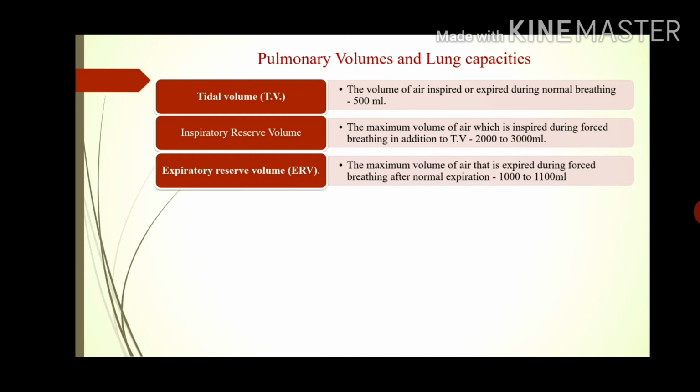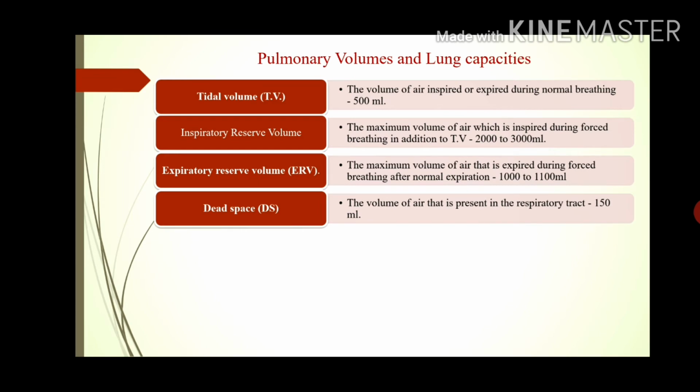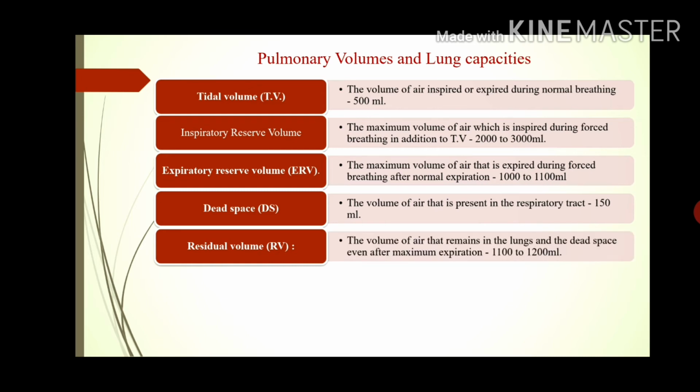Now there is some volume of air that remains in your nose, in your trachea, in your bronchus, that is called dead space. It is around 150 ml. This gas is not involved in gaseous exchange. Next is residual volume, that is the volume of air that remains in the lungs and dead space even after maximum expiration, meaning the one which is remaining in the lungs. It is around 1100 to 1200.